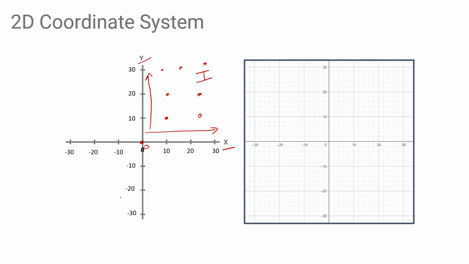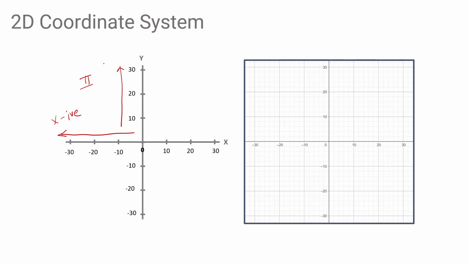Similar to the first quadrant, we can have a look at the other quadrants. This is quadrant number 2. Something unique about this quadrant is that here all the x values are negative, because now we are talking about this other side of the x-axis, the horizontal axis. So x is going to be all negative and the y values are still going to be positive.